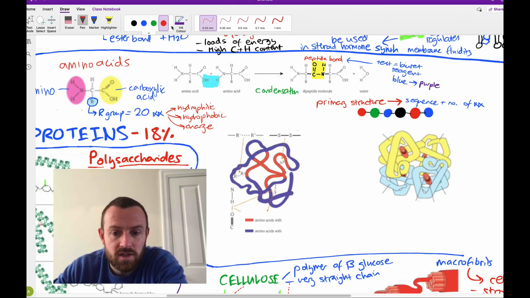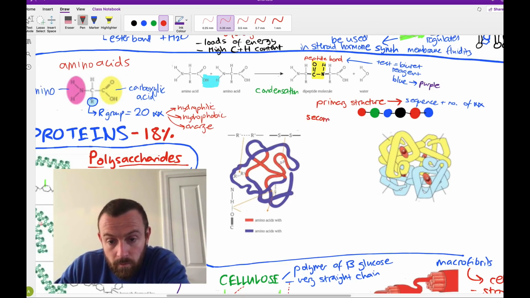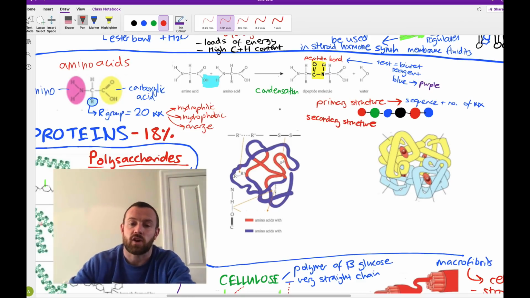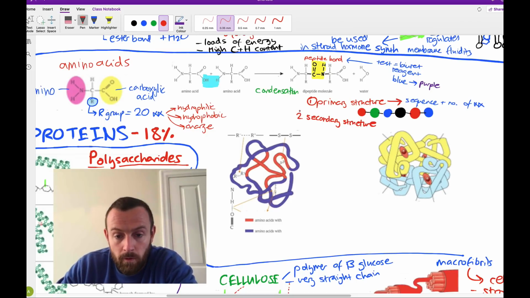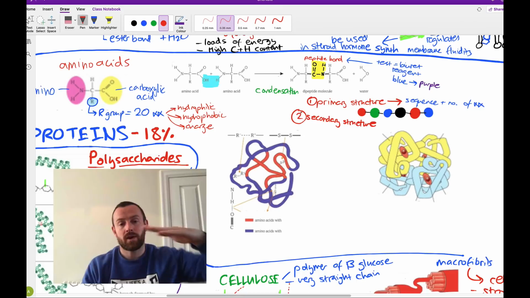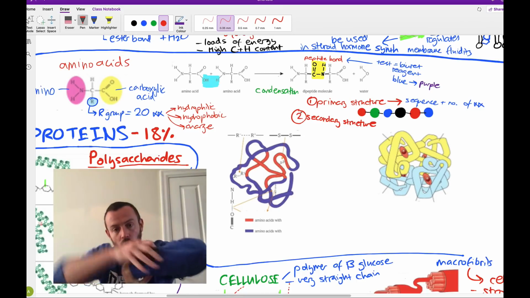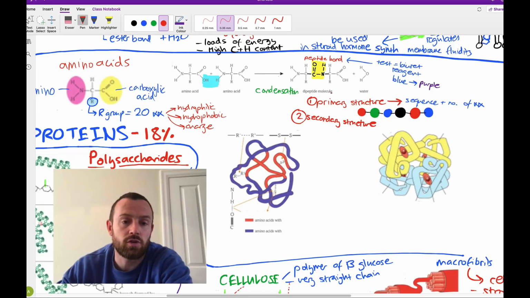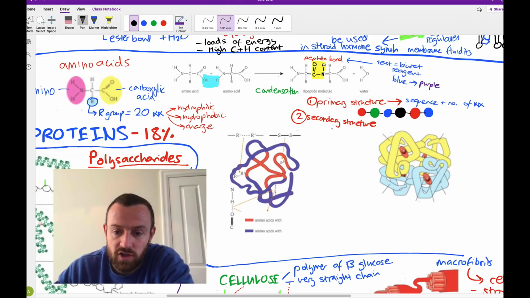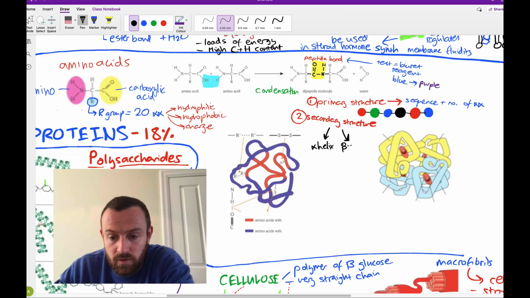Now, once we go past primary structure, obviously we're going to get to the secondary structure. Now, the secondary structure forms when the amino acid chain starts to coil and fold on itself. And really you need to know about two secondary structure types. So let's just talk about them. We've got the alpha helix and the beta, sometimes called beta pleated sheet.